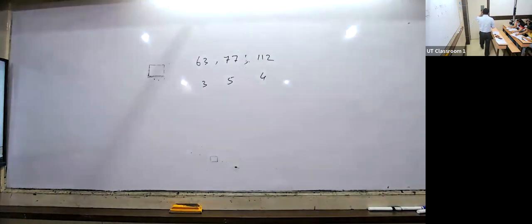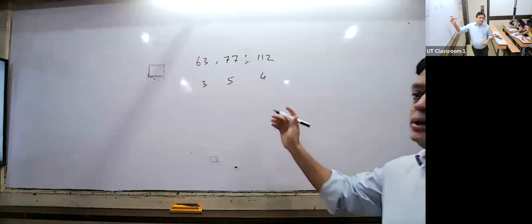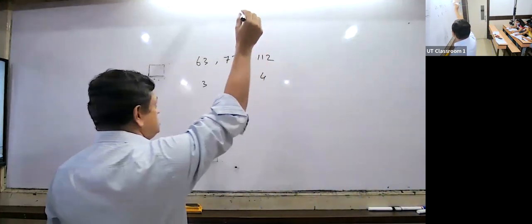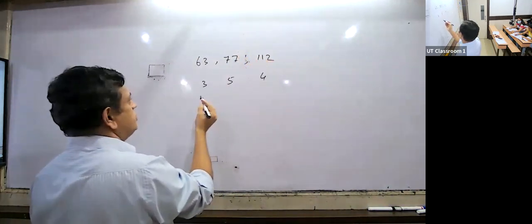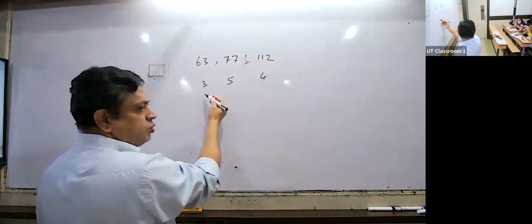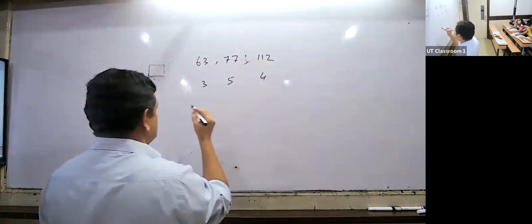Follow the meaning of the question. What is the largest number which when divided by 63, 77 and 112 leaves the remainder 3, 5 and 4 respectively?